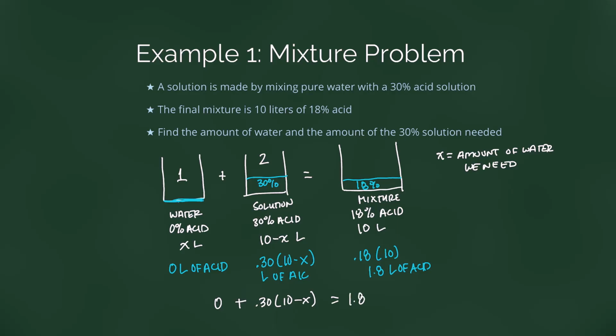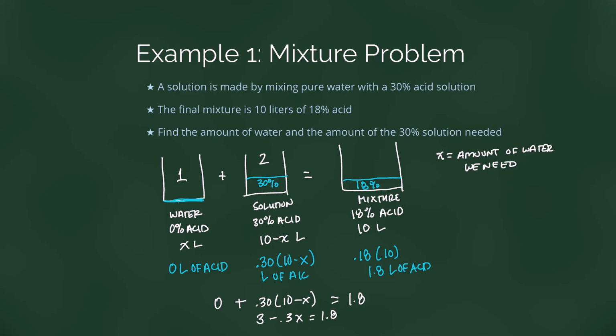So we know two things: that the amount of liquid in the two containers has to add up to 10, and that the amount of acid in the first two containers has to equal the amount of acid in the last container, which gives us our equation. We can now solve this. So 0.3 times 10 is 3. We get minus 0.3x equals 1.8.